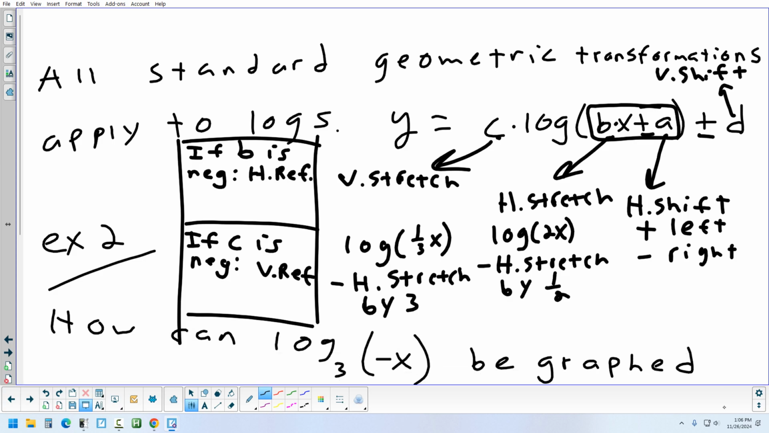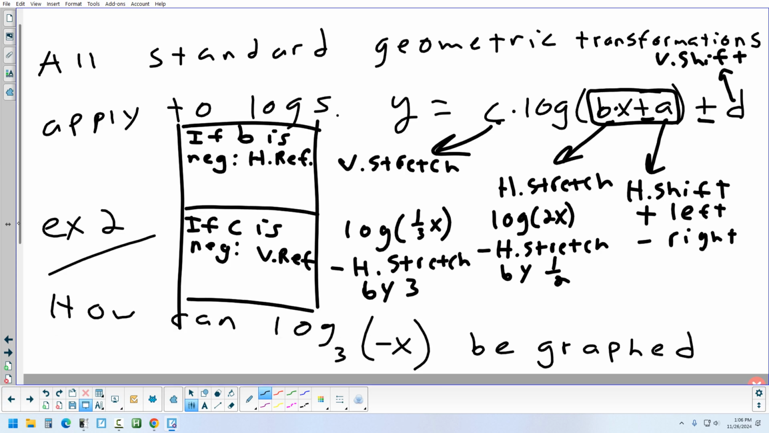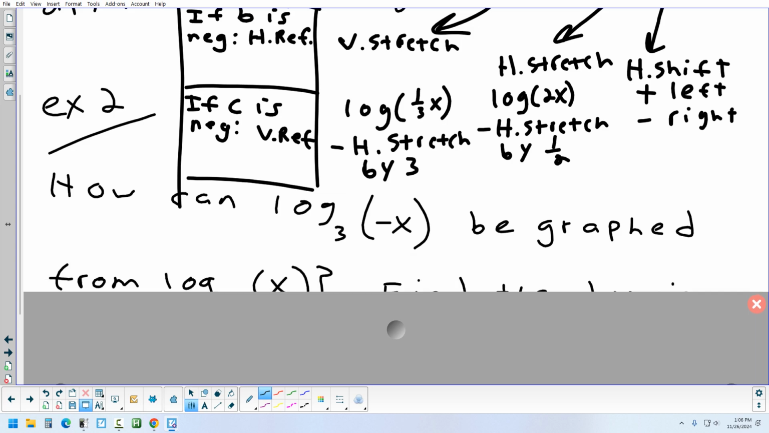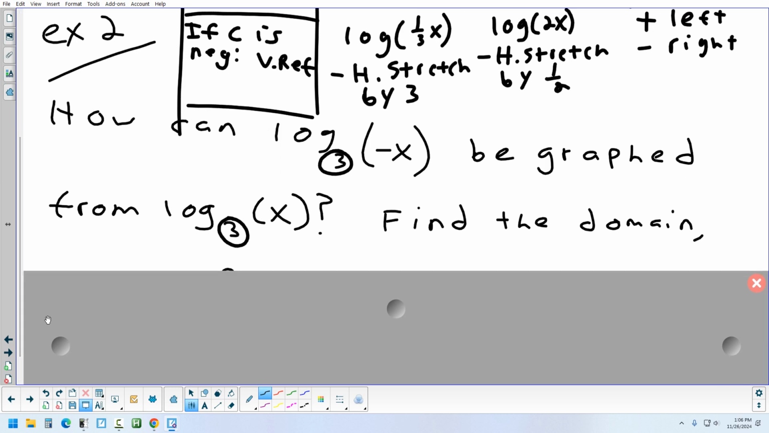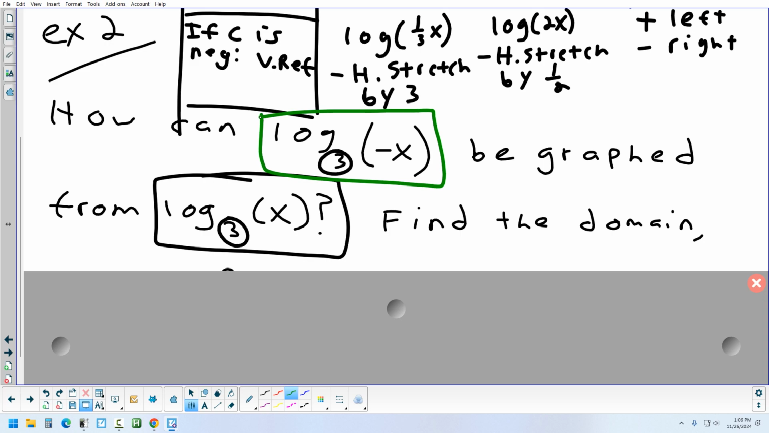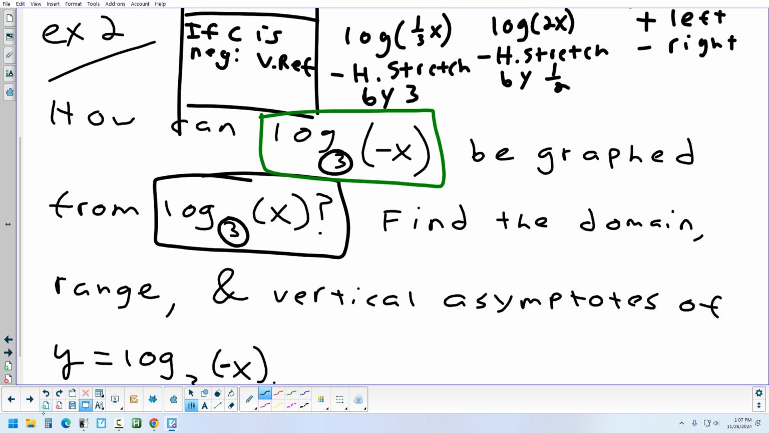All right, so let's try this. This one says, how can log base 3 of negative x be graphed from log base 3 of x? When you are comparing 2 logs, these numbers will always match. You're not going to compare a base 3 log to a base 4 log. You're going to compare base 3 to base 3. How many transformations would it take to change that into that? Just 1. Yep, there's only 1 transformation.